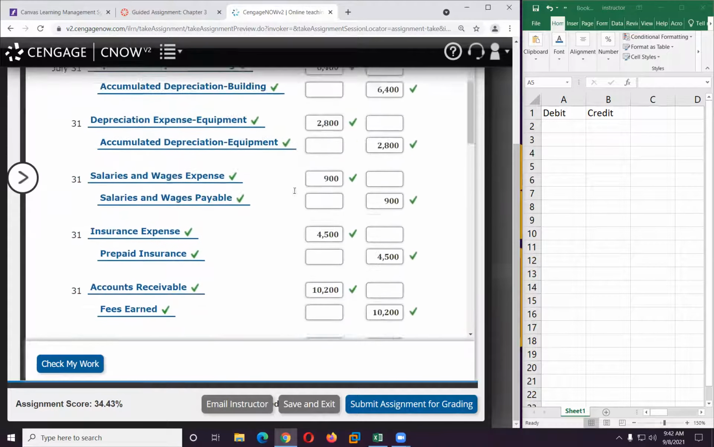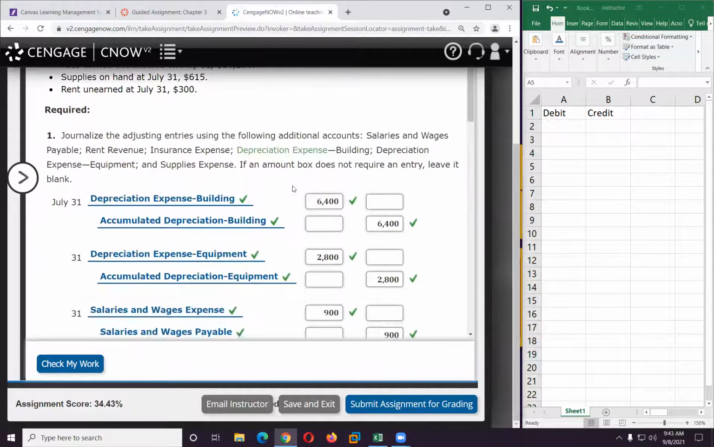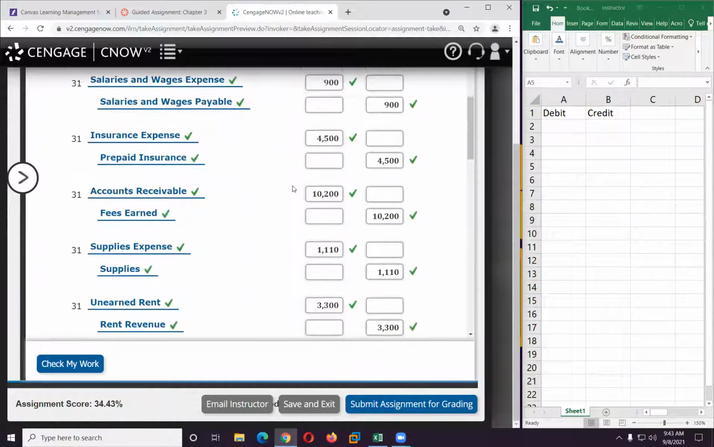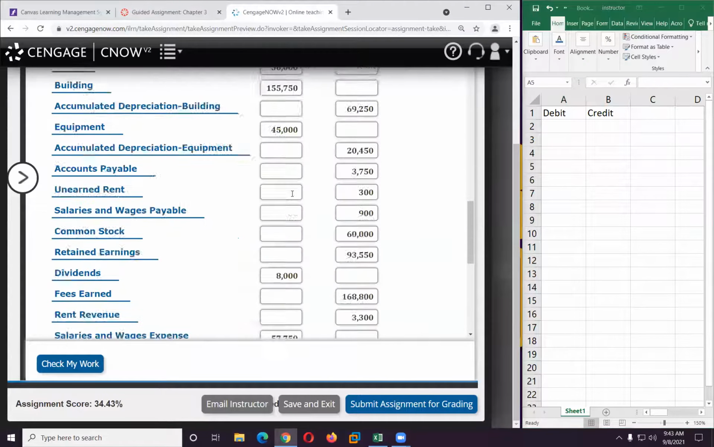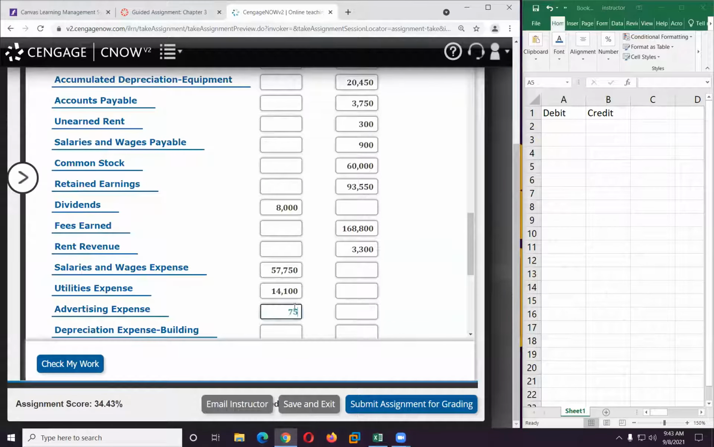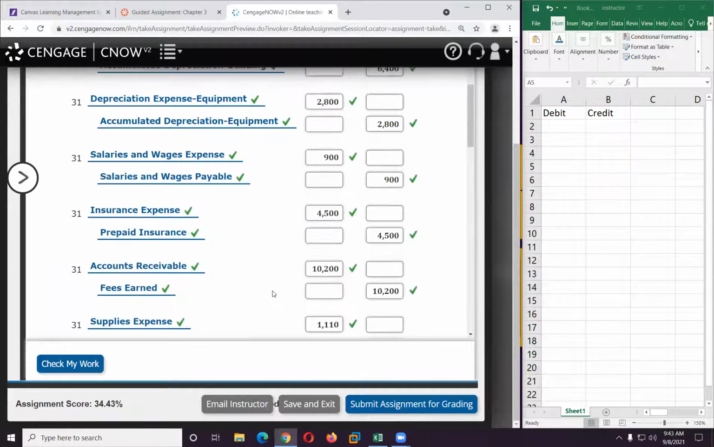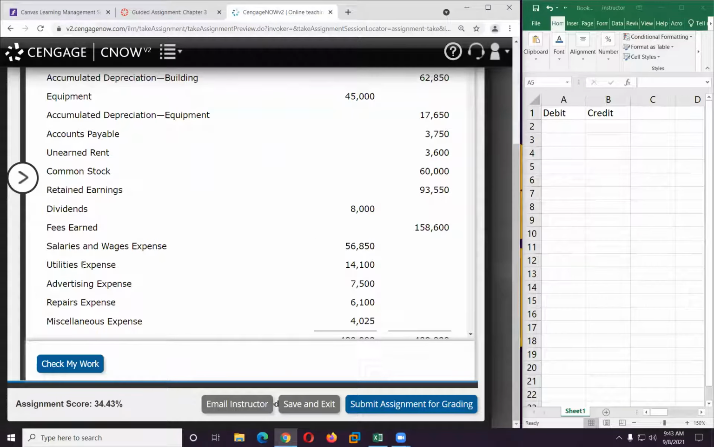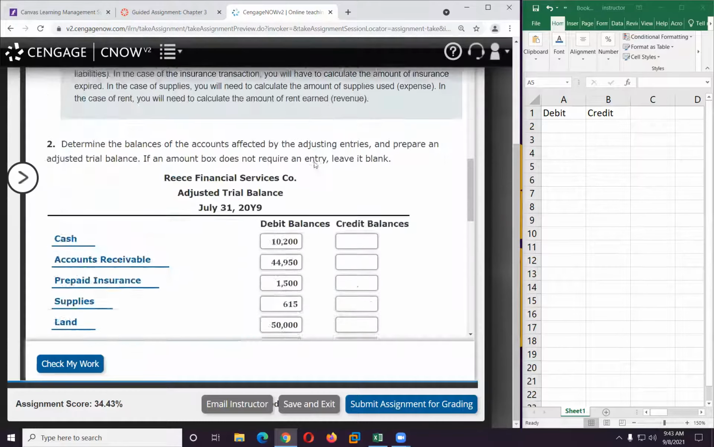Advertising expense had a debit balance of 7,500. We didn't make any adjustments to advertising expense, so it's still going to be 7,500. Depreciation expense on the building had a zero balance, but we did make an adjustment to it, a debit of 6,400, so the new balance will be a debit of 6,400.